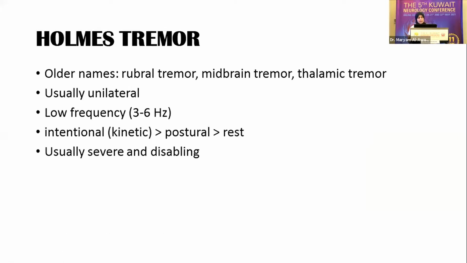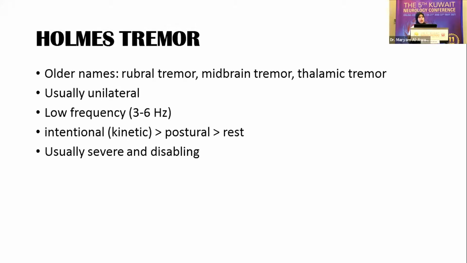Okay. Next is Holmes tremor. This used to have many other older terms, including rubral tremor or midbrain tremor. Those terms are not used anymore because it has been discovered that it's not really only due to a midbrain or red nucleus lesion. It's usually unilateral and of low frequency of 3 to 6 hertz. It has 3 components.